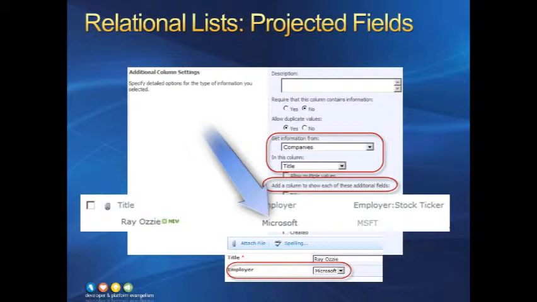Okay, so once I've done that, you'll see that when I create a new entry for an item inside of that employee list, where I type in Ray Ozzie, the employer, I can pick Microsoft. But I said I also want to show some additional data like the stock ticker, and you'll see that when you go to the list view for the employees list, it shows me the list item from the employees list and the lookup column, but it's also going to show me that projected field coming from the employer list.